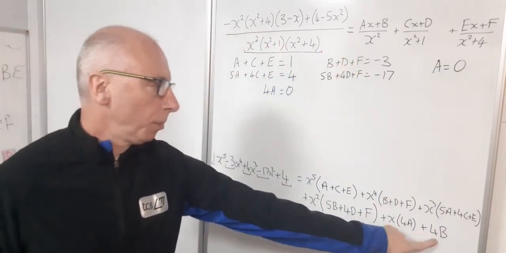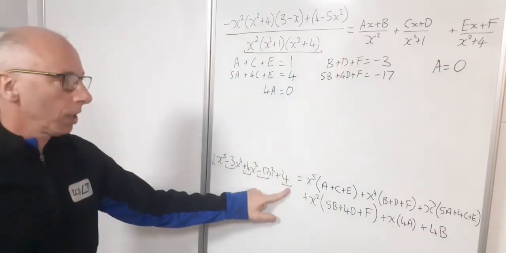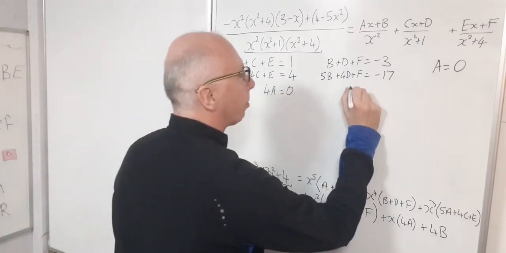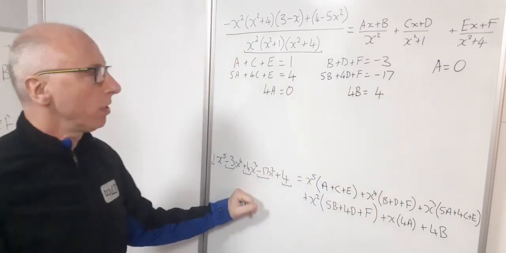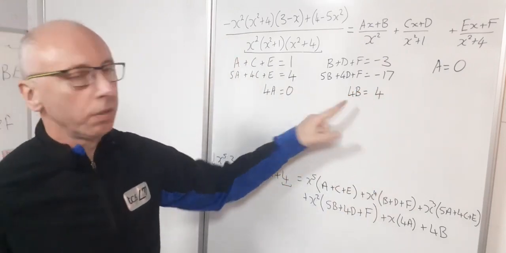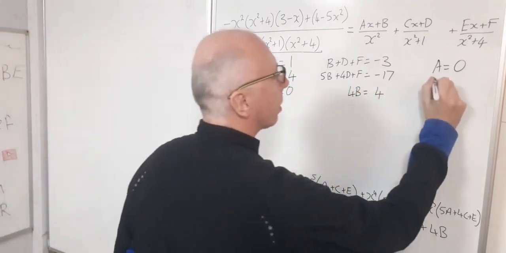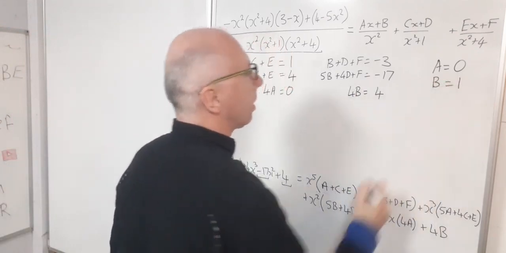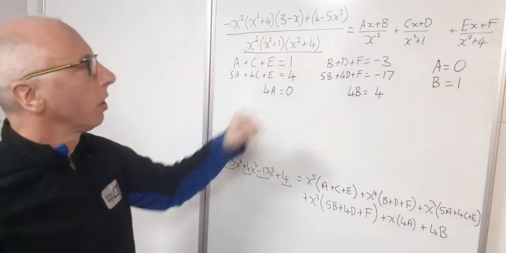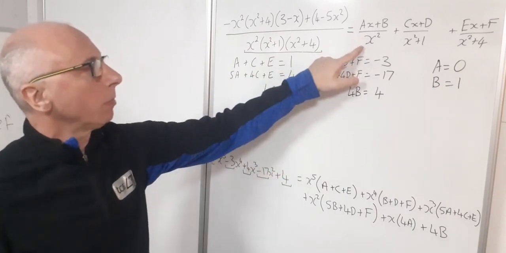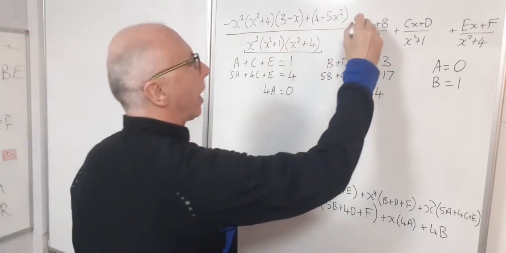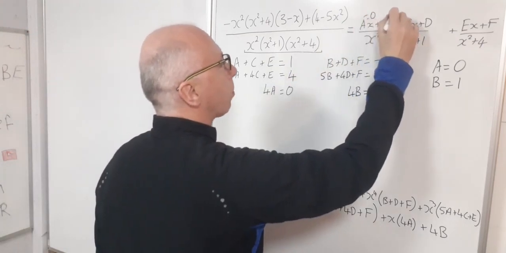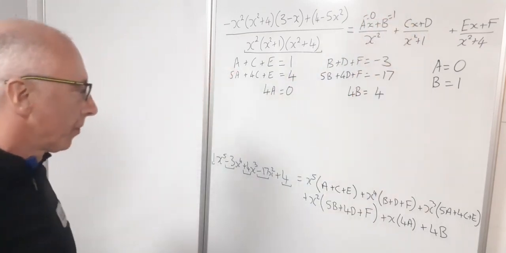And then we've got 4b, which is the constant, which should equal 4. So 4b should equal 4. So again, that's worked out really nicely. 4b equals 4, b is just 1. So we've already solved for our first building block here. So ax plus b, so 0x plus 1. So a is 0 and b is 1. So that's already taken care of.